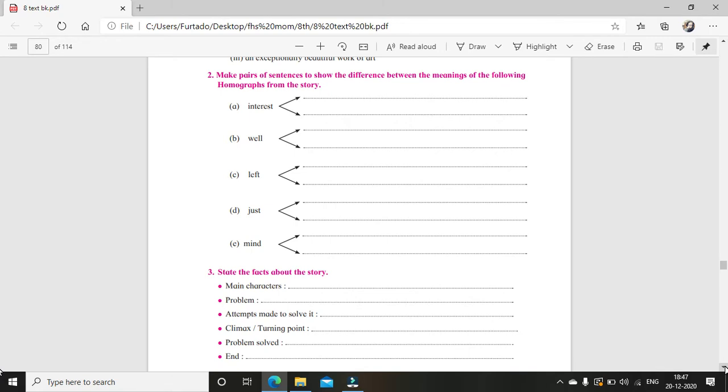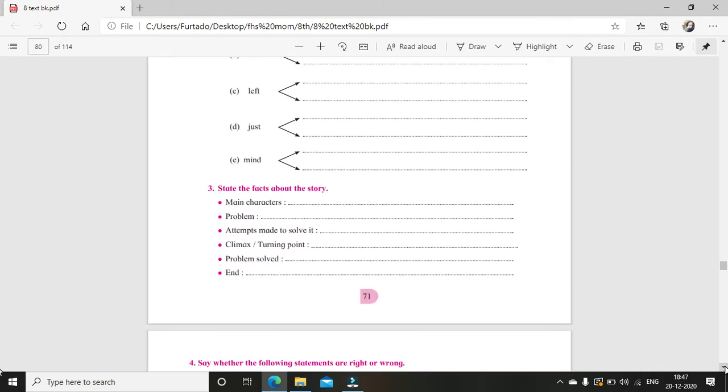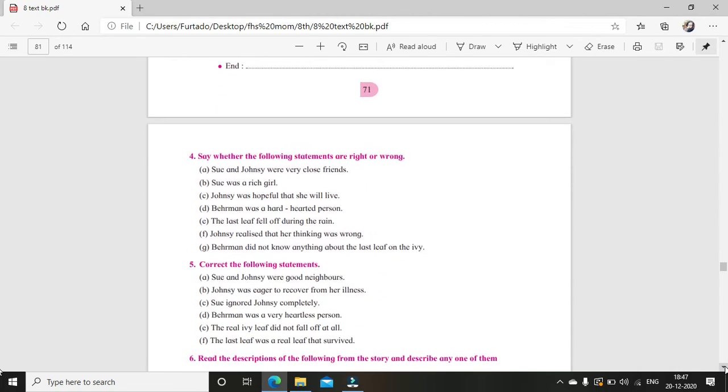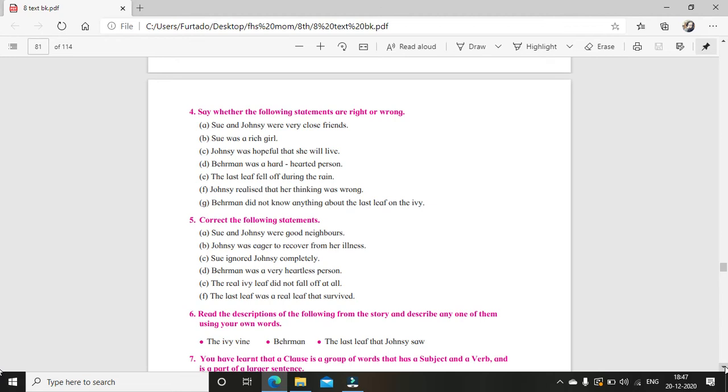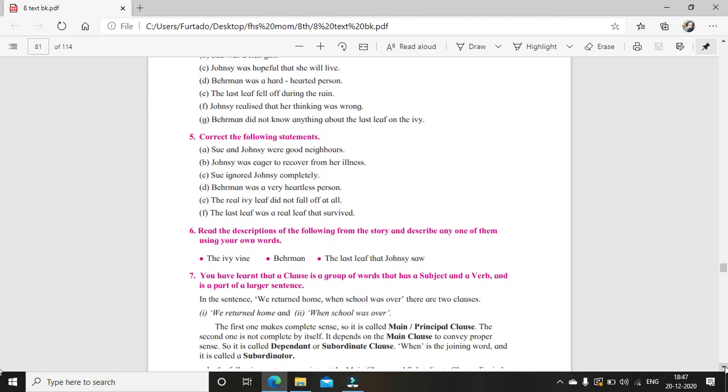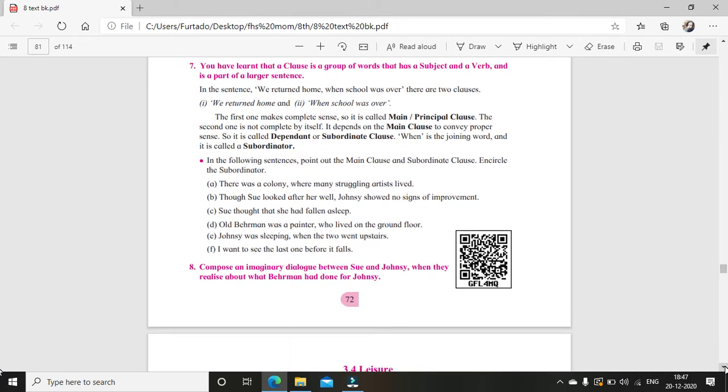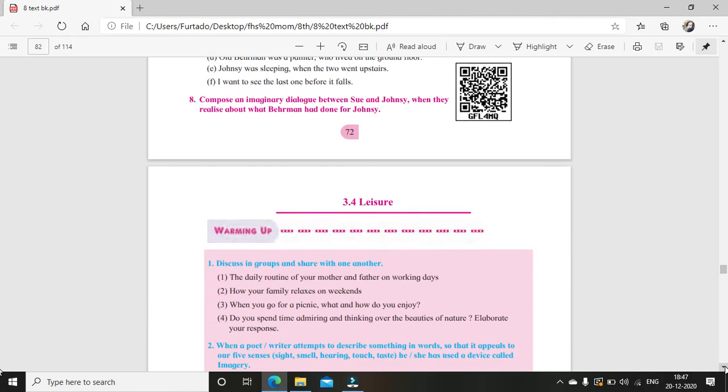Now the next one, state the facts about the story. There's no need of doing this. You can do the fourth one, which is very easy, and the fifth one also, which is very easy. Clear? So this much I just wanted to tell you all. This is what you all have to do at the end of the lesson. I've given the homework, and after that also, this is what you will do. Clear? Okay. Now we will go to the next lesson.